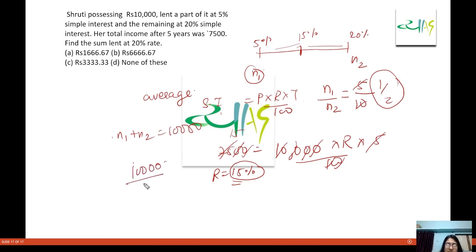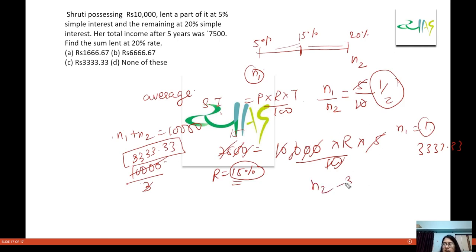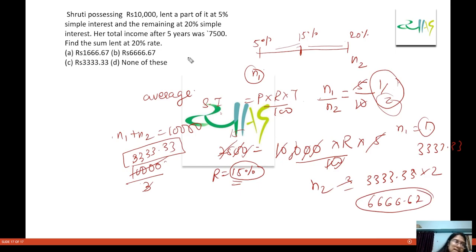So each part is this divided by 3, so this is 3333.33. Okay, so N1 is 1 part, that means the 5% वाला 3333.33 पे है, ठीक है ना? तो N2, जो है हमारा 20% interest rate वाला, that is 3333.33 into 2, because N1 and N2 का ratio क्या है, 1:2, so we have this as 6666.67. Okay, this is what we get as our answer. So I think that is enough for this class. We'll meet in the next class.